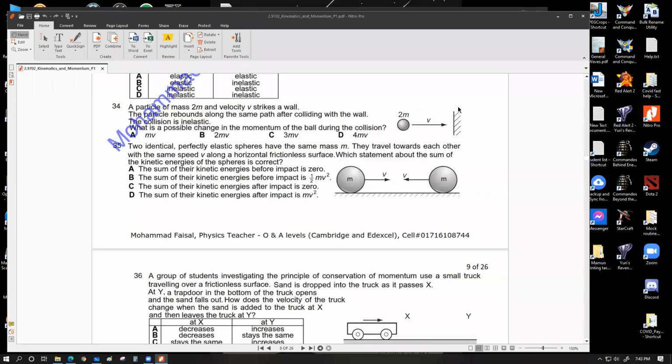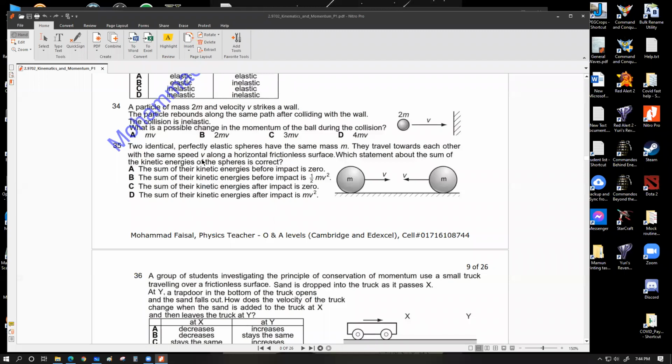Now you need to understand that it's asking which statement about the sum of the kinetic energies of the spheres is correct, which means you're supposed to calculate the kinetic energies and then add them together. And the question has also told us that they are perfectly elastic spheres, which means the collision would conserve kinetic energy.